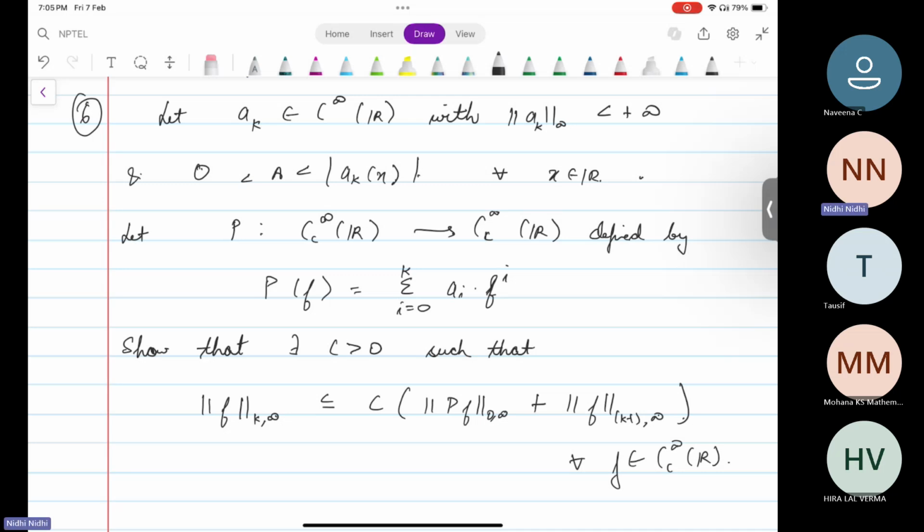Okay, you can start with the fact that Pf is equal to a_0 f plus a_1 f dash and so on. So from there, we can explicitly write the k-th derivative of f.